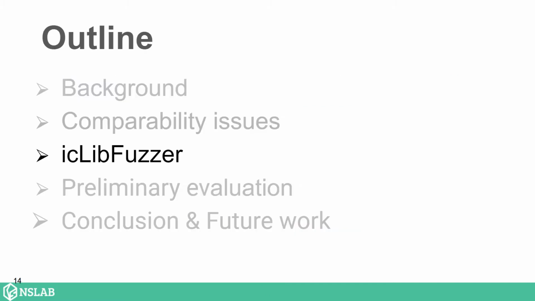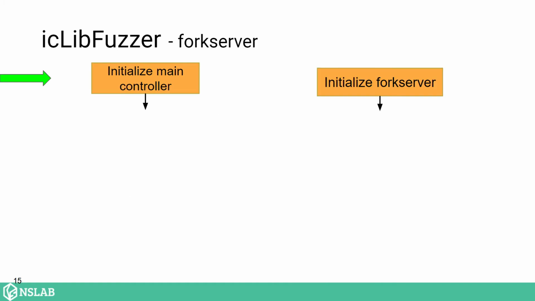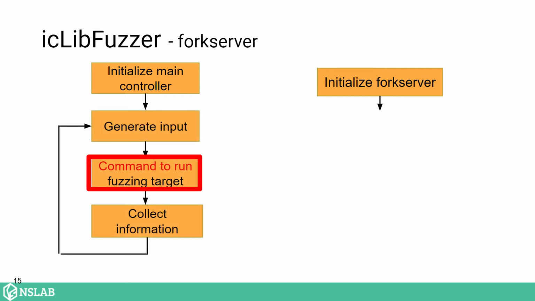Here we present icLibFuzzer, our solution to these comparability issues. Inspired by AFL, we separate the fuzzer instance into two components, the main controller and the ForkServer. Each of them is a standalone process. The main controller runs almost the same as the fuzzing procedure we mentioned before. However, in the second step, marked by the red box, instead of running the fuzzing target itself, the main controller informs the ForkServer and leaves the job of running the fuzzing target to the ForkServer.